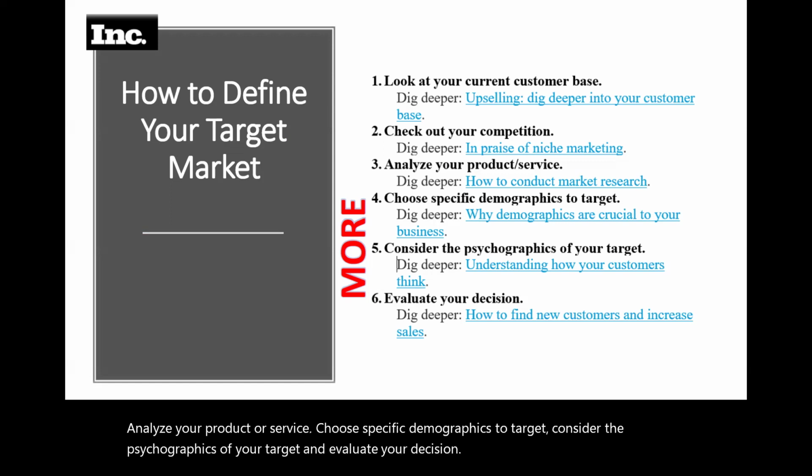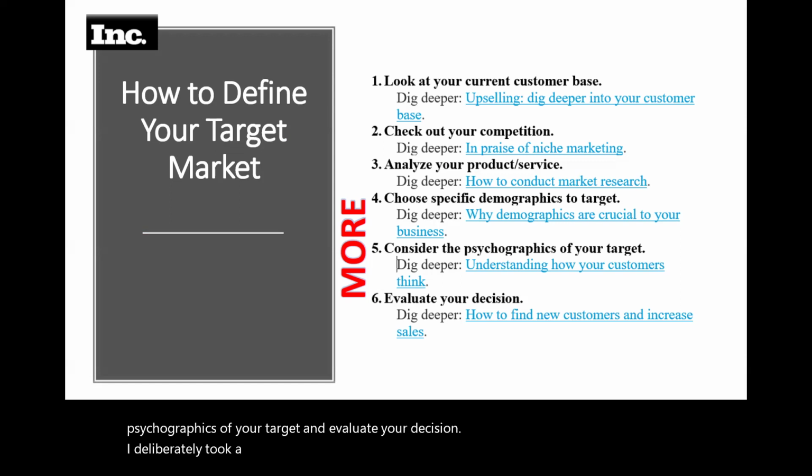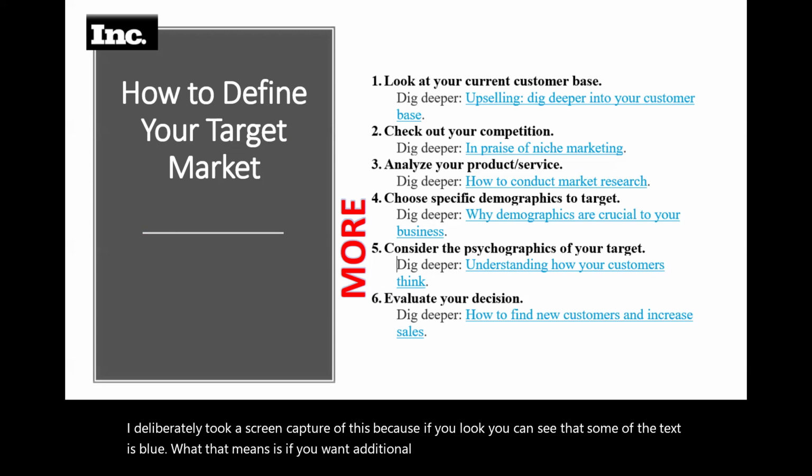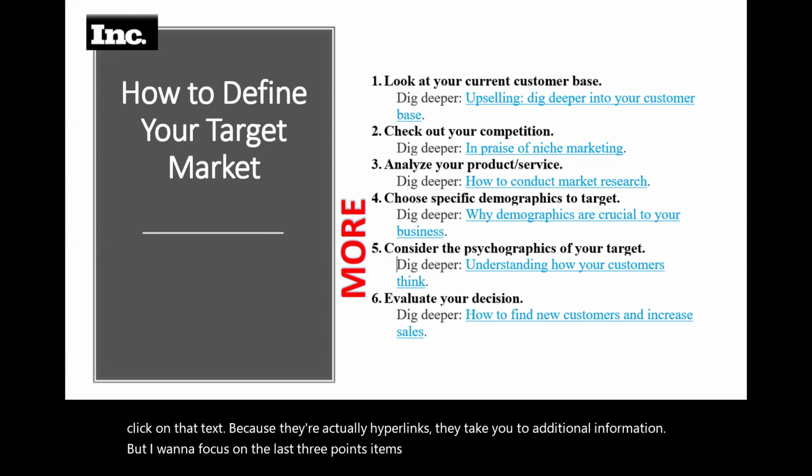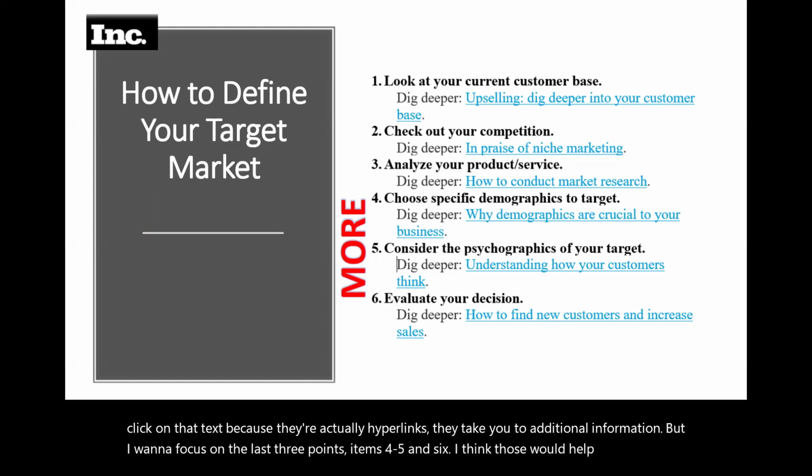I deliberately took a screen capture of this because if you look, you can see that some of the text is blue. What that means is if you want additional information when you get to this site, you can click on that text because they're actually hyperlinks. They take you to additional information. But I want to focus on the last 3 points, items 4, 5, and 6. I think those would help you complete this assignment.